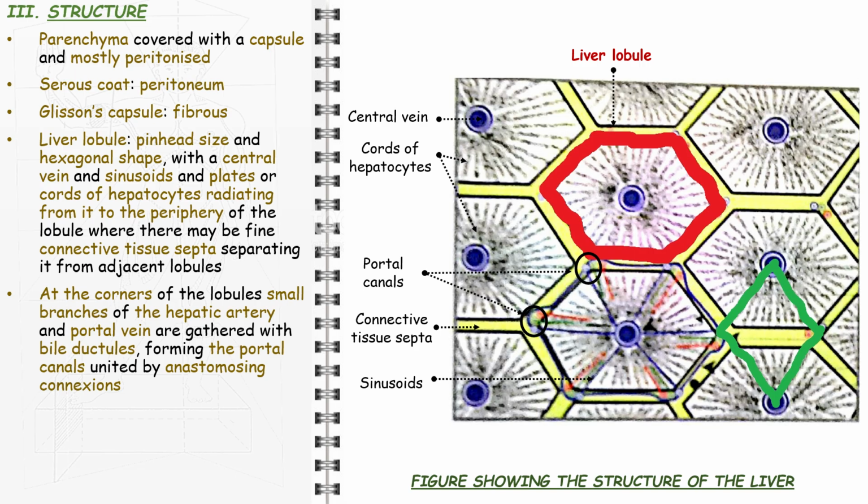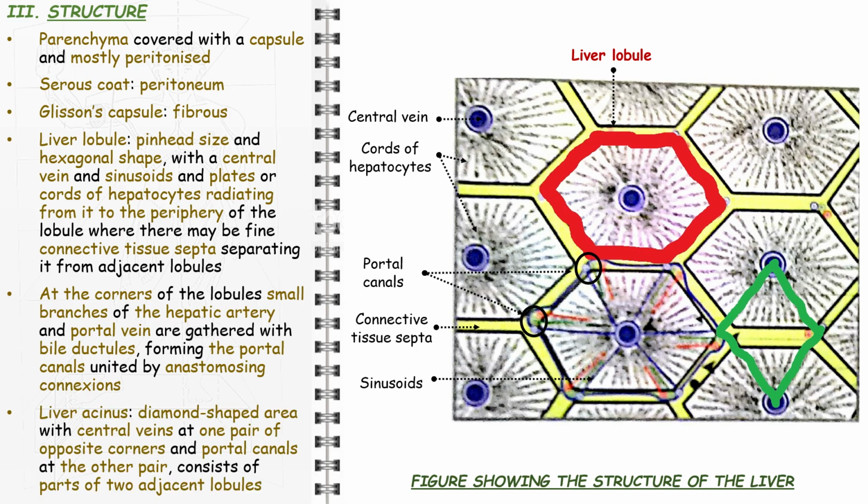The liver acinus is a diamond-shaped area with central veins at one pair of opposite corners and portal canals at the other pair, consisting of parts of 2 adjacent lobules. The functional implication is that the hepatocytes of the region between the canals are the first to come under the influence of the incoming blood supply, whereas those nearest the central veins are the last to do so.